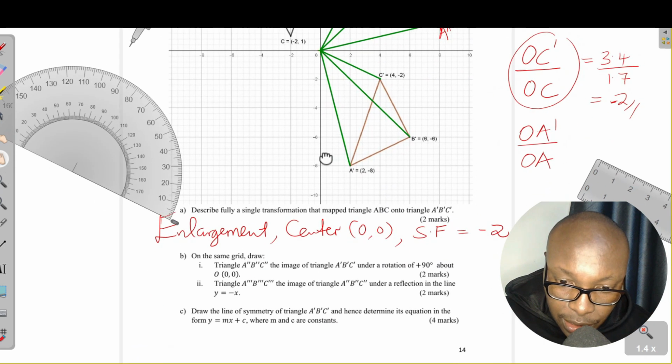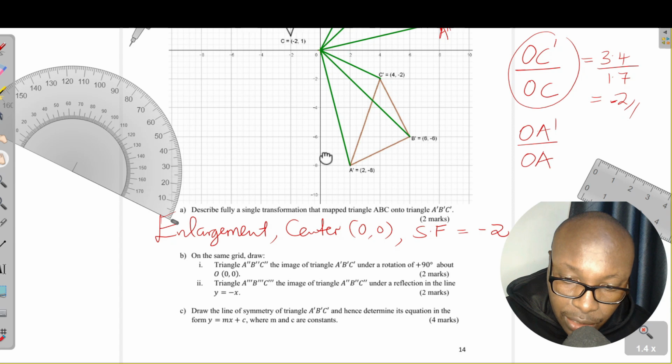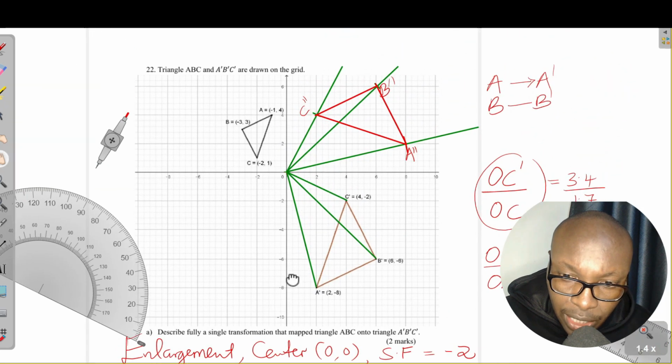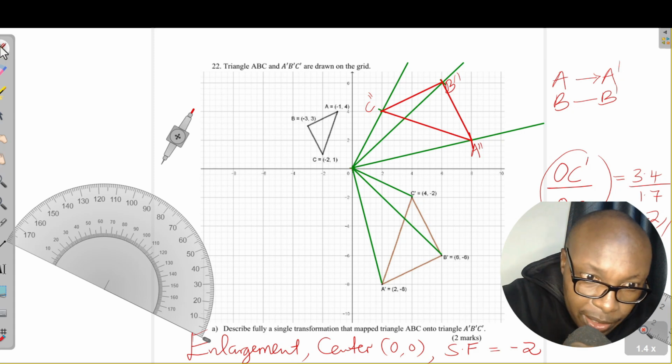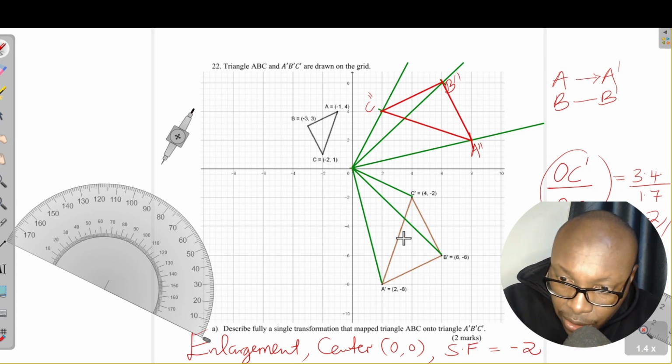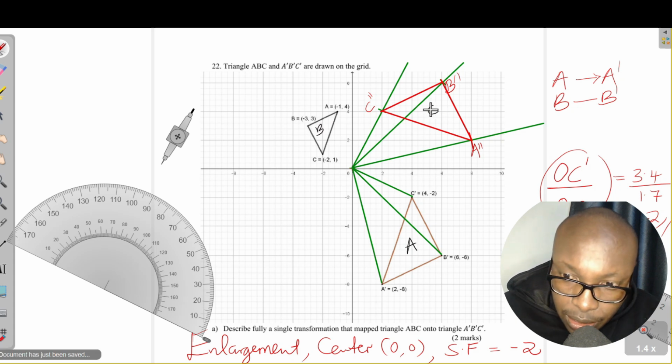The next part is a triangle A triple prime, B triple prime, C triple prime, the image of triangle A double prime, B double prime, C double prime, under a reflection in the line y equals negative x. Now that triangle that we've drawn, I can name this triangle for the purposes of identification. So I can name this triangle A, this being triangle B, and this triangle C. So triangle C, that is triangle A double prime, B double prime, C double prime.